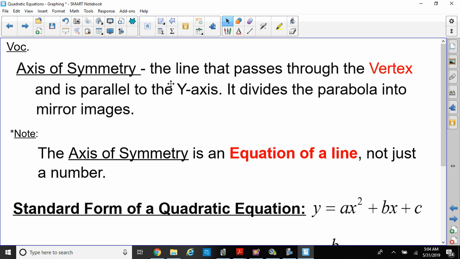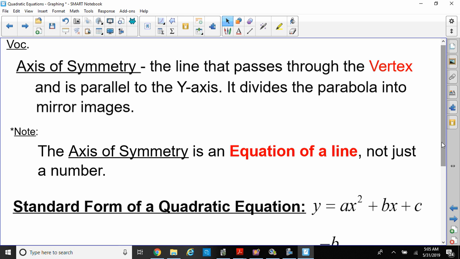The axis of symmetry is the line that passes through the vertex, and the vertex we were just mentioning is the turning point. It's parallel to the y-axis. It divides the parabola, that U-shaped curve, into mirror images. So it's going to divide it into two parts. The axis of symmetry is an equation of a line, not just a number. So you do get x equal to the number that we're talking about, but it's really an equation.